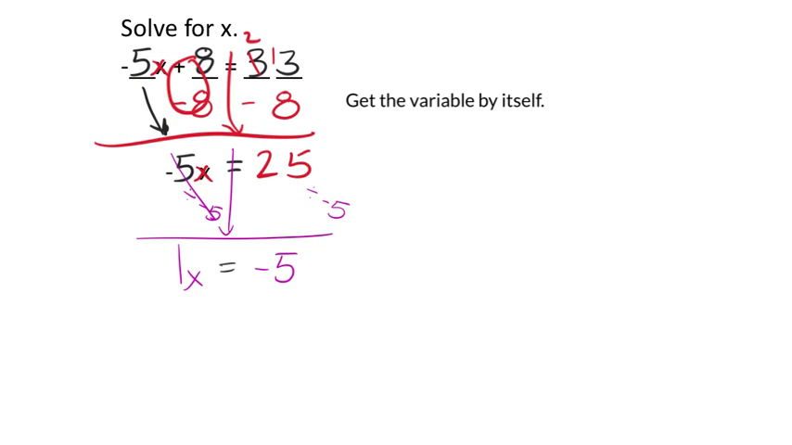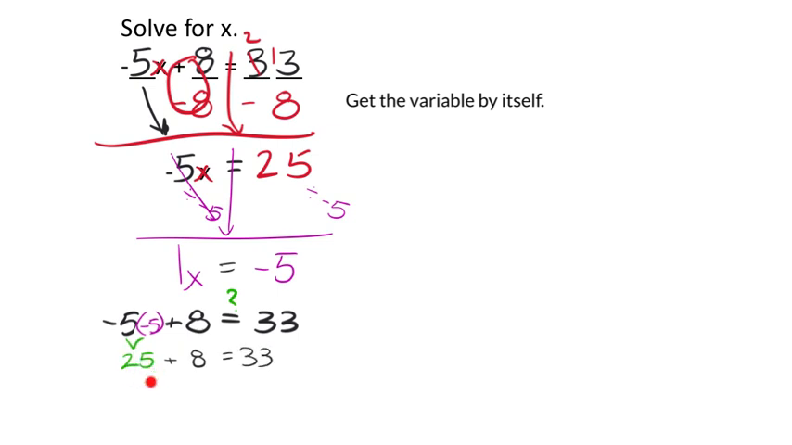So I'm going to go back to my original equation, negative 5x plus 8. And remember, the x equals negative 5 is supposed to be a solution. So that means that negative 5x plus 8 needs to equal 33. Now, I don't know if it does if I take the x and replace it with negative 5. But I'm going to find out. So negative 5 times negative 5 is 25. Now I've got 25 plus 8 equals 33.